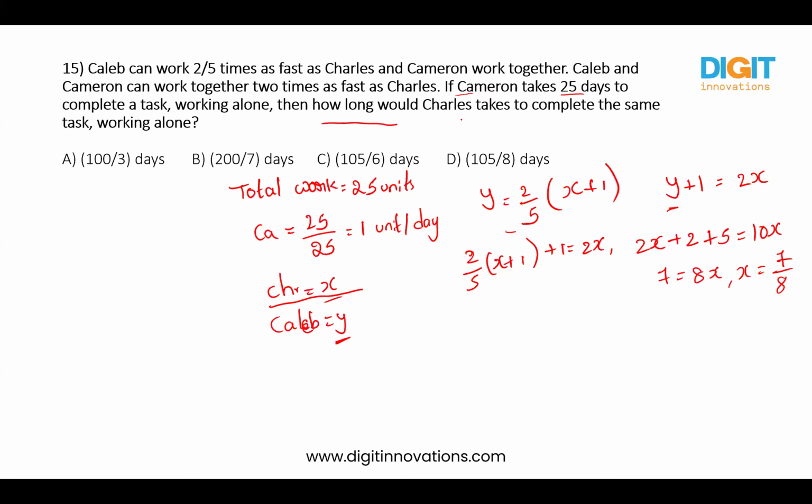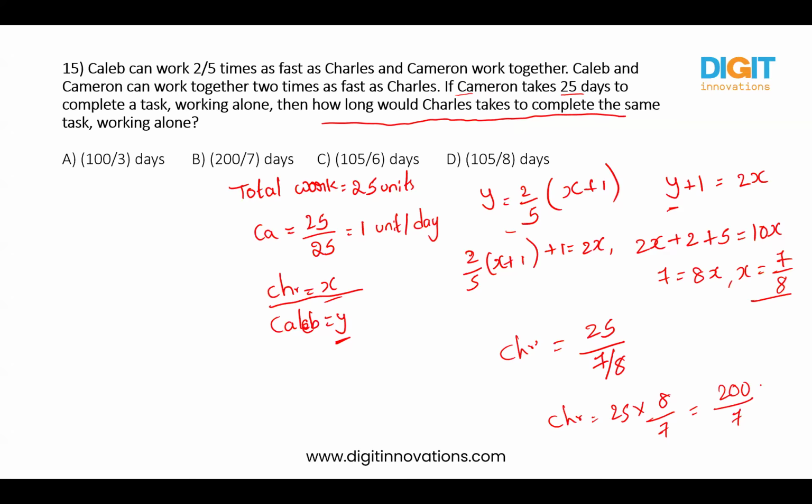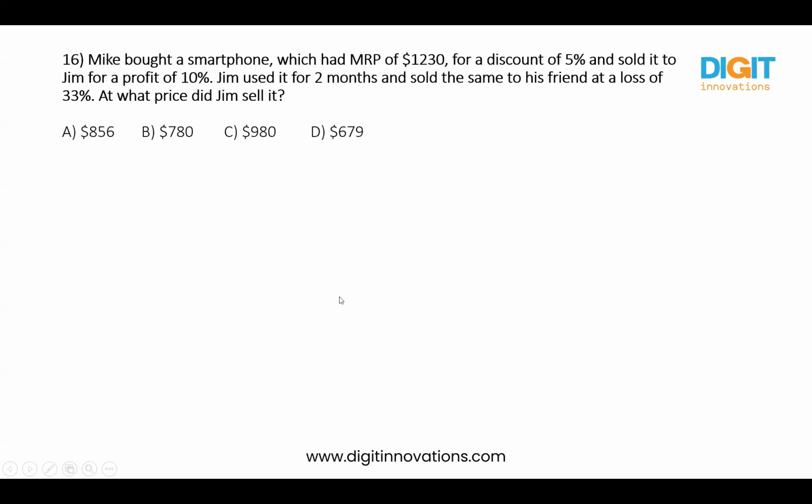They're asking how long would Charles take to complete the same task. In a single unit, he was completing 7 by 8. So to complete the whole 25, how many days was Charles taking? Let us find out. Total it is 25 by 7 by 8. That means it would be 25 into 8 by 7, which is nothing but 200 by 7. 200 by 7 days would be required to complete the whole work. So option B is the answer.